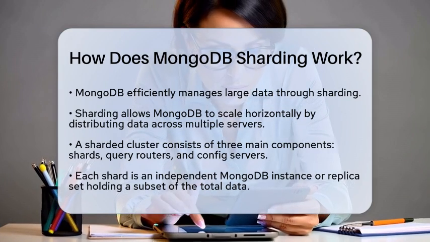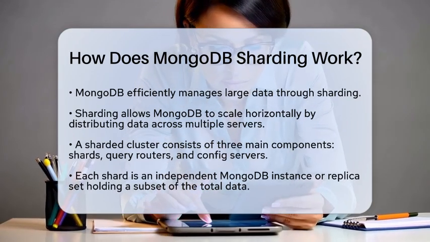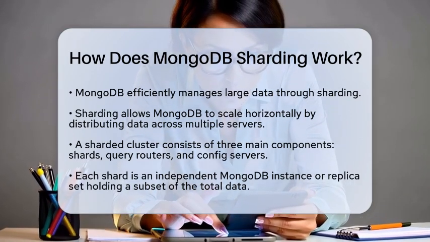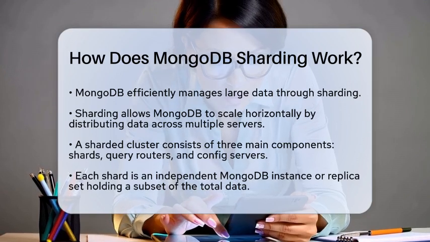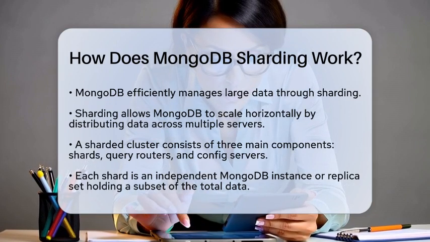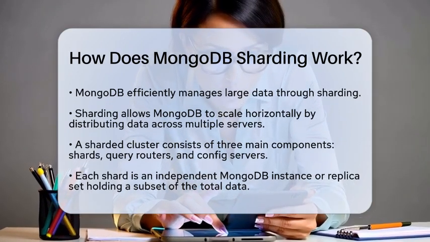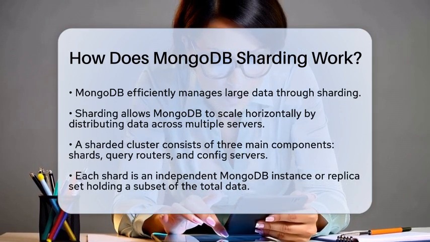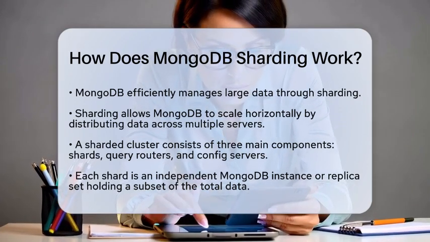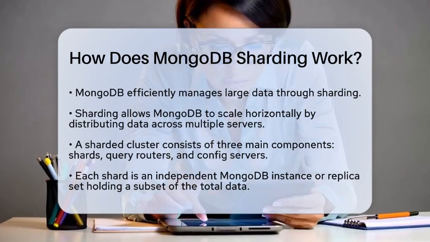So, what exactly is sharding? In simple terms, sharding is a method that allows MongoDB to scale horizontally by distributing data across multiple servers, which are known as shards. This method helps manage large datasets and high volumes of user requests by spreading the workload across several machines. A MongoDB sharded cluster consists of three main components.